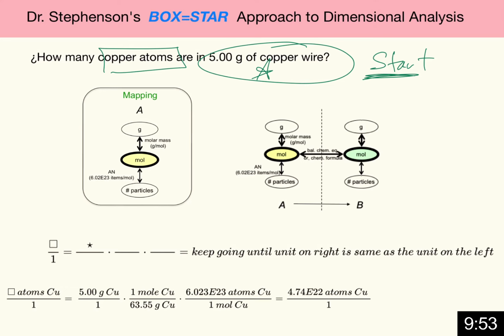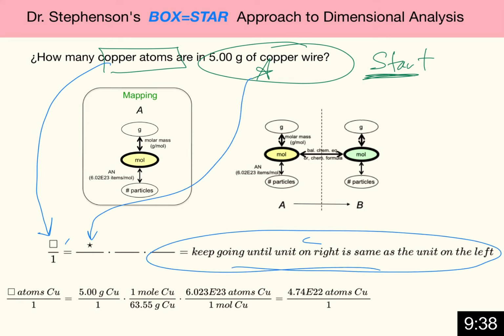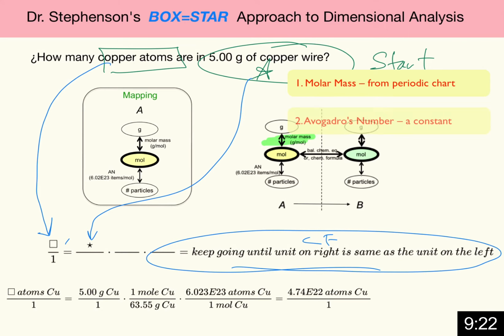What's the simple formula here? Anyone should be able to do this. You set a box, you set an equal sign, and then you set that equal to the star. And you just keep adding conversion factors to the right until you get the answer that you're looking for. And what are the 3 conversion factors that you're going to use in stoichiometry? Molar mass. Where do you get that? From the periodic chart.